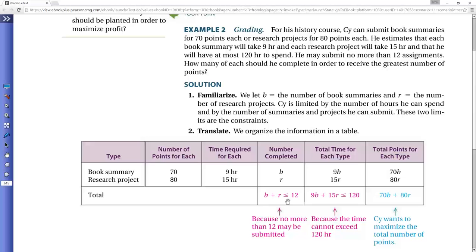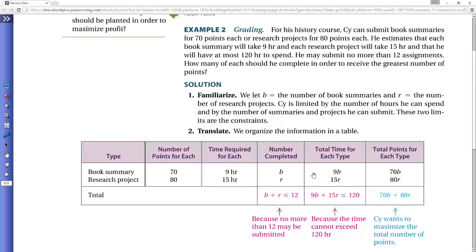Well, right here we can make an inequality. They tell us that the max, or the sum of these two, the addition of these two, cannot be greater than 12, or has to be less than or equal to 12. Now the total time for each type would be taking the number completed. Well, it takes 9 hours per book summary and 15 hours per research project. Well, these expressions represent the time. If I did 2 book summaries, it would take me 18 hours, 9 times 2. Well, there's a constraint on the time. Both of these things right here, the sum of those has to be less than or equal to 120. He says he will only have at most 120 hours to spend on that.